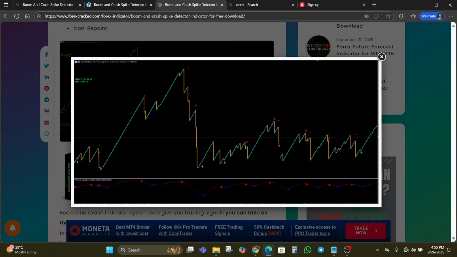All right, so the detector basically tries to mark spikes directly on your chart. You learn to interpret these signals, so you know when a sudden movement is happening, and you can prepare for the market reaction. So here's how to get started.